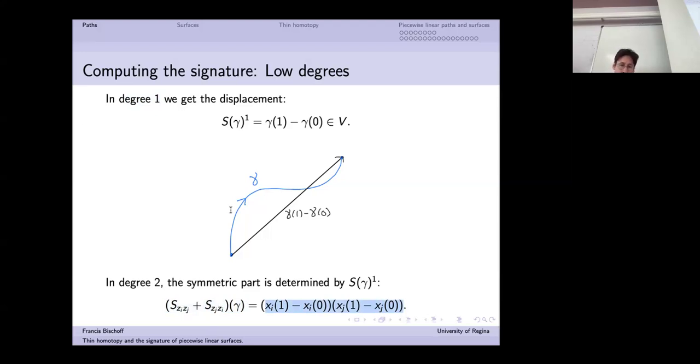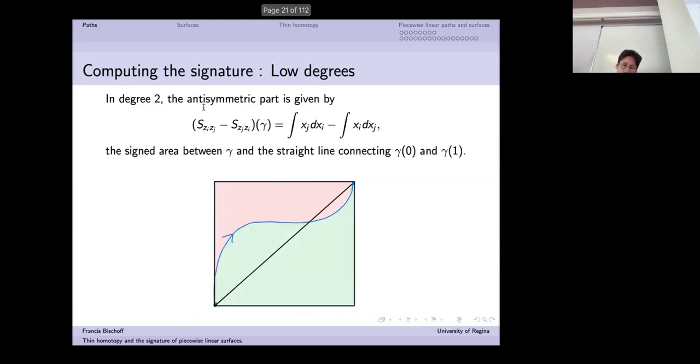Okay, the anti-symmetric component is more interesting. So I've written it here. Here's an expression for the anti-symmetric component. And the way that you can interpret it is it's the signed area between the curve and the straight line connecting the endpoints. So sort of this area here between the blue and the diagonal line, and then minus this little area here.